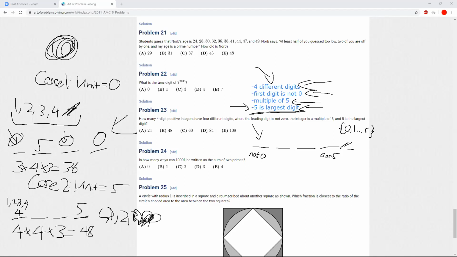And we realize that these are the only 2 cases of the question. So we can just add these 2 up and get 36 plus 48. This is hard math, 84. So it's going to be D.